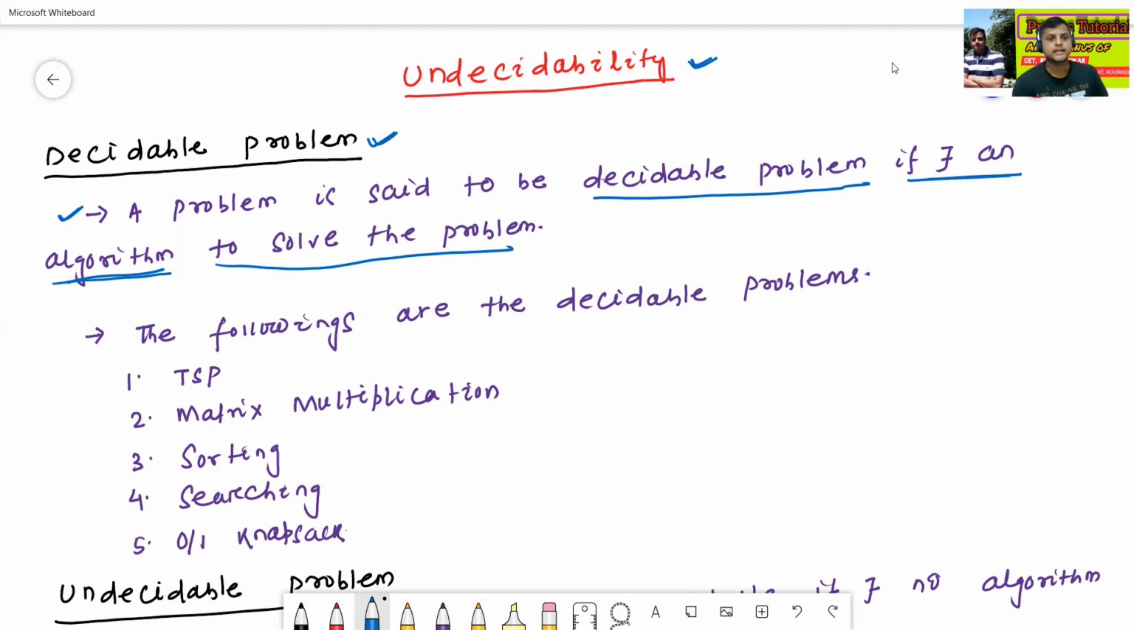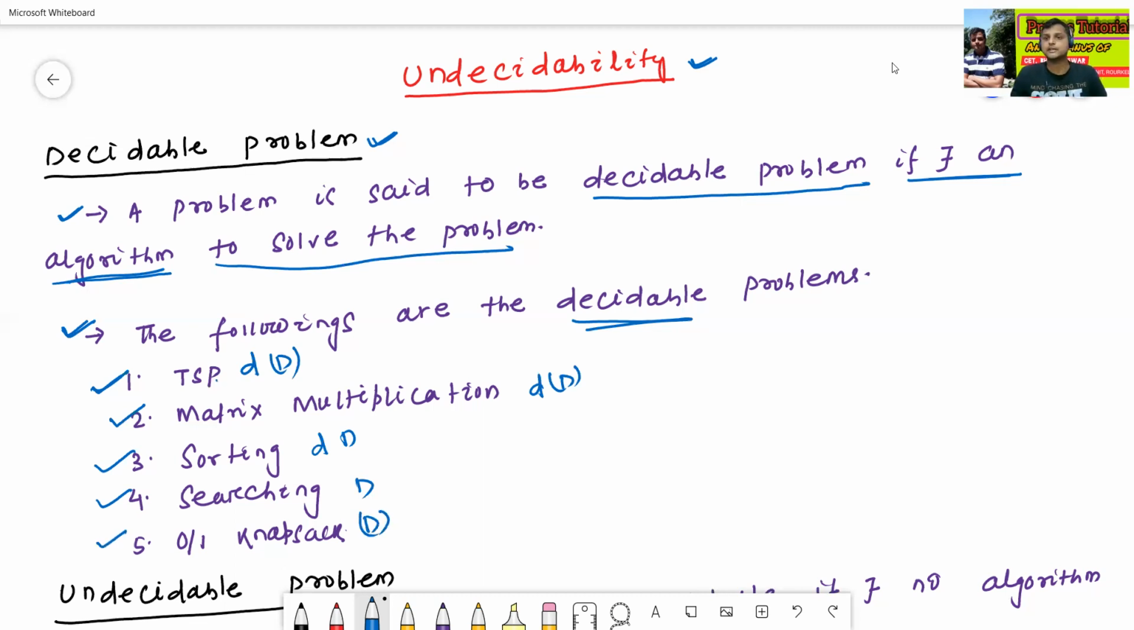These are the following examples of decidable problems. TSP means traveling salesman problem. Second is the matrix multiplication problem. Matrix multiplication is decidable, traveling salesman problem is decidable, sorting problem is decidable, searching problem is decidable. We can write capital D, meaning this problem is decidable. 01 knapsack, this problem is decidable.